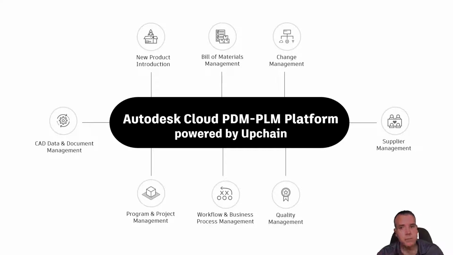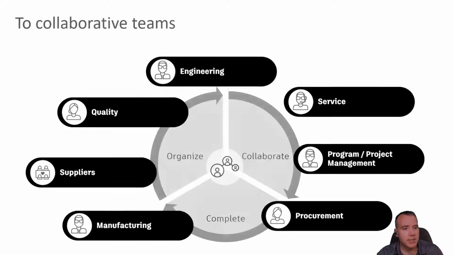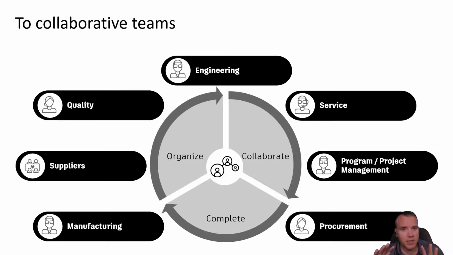So Upchain has some core capabilities. It's best at things like change management, supplier management, CAD data and document management, and BOM management. It also does a pretty good job at things like new product introduction, project management, workflow, and quality, right? So everything you see on this chart, Upchain can play a role in. And we're going to talk about some of that capability here in a minute, right? So that you can take your disconnected, disjointed teams today that are constantly cross-talking and get everybody organized into a system that lets them collaborate effectively and get done what they need to get done when they need it done.